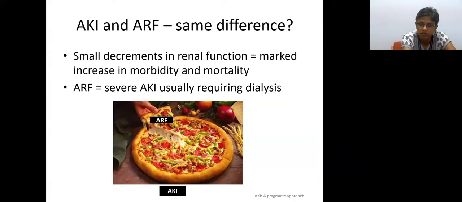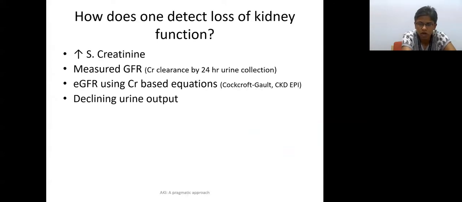And it's generally those patients who have a severe enough acute kidney injury to require dialysis. So it's a small subpopulation of AKI. It's better we don't use this term because it's often confusing. And when we talk about the staging of acute kidney injury, you'll understand why we no longer use the term ARF. So how does one detect a loss of kidney function?